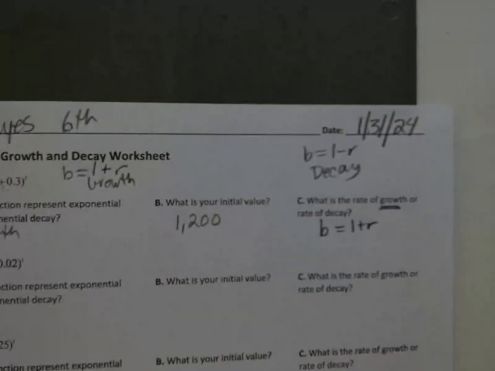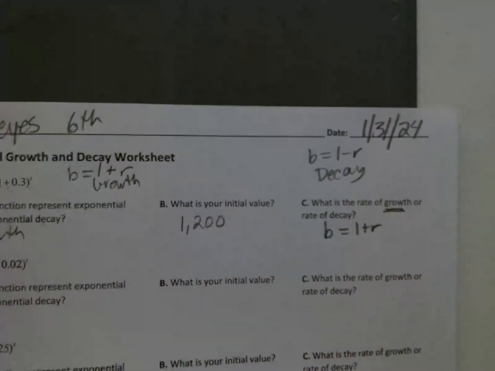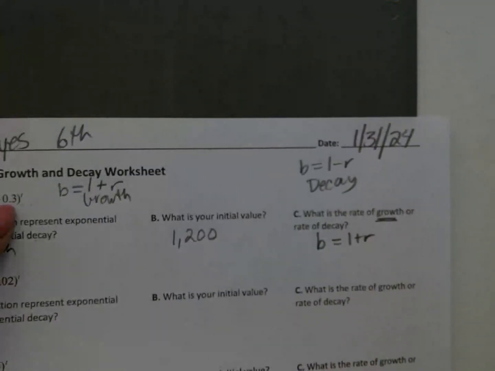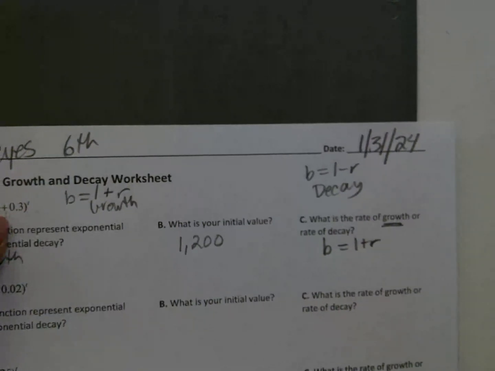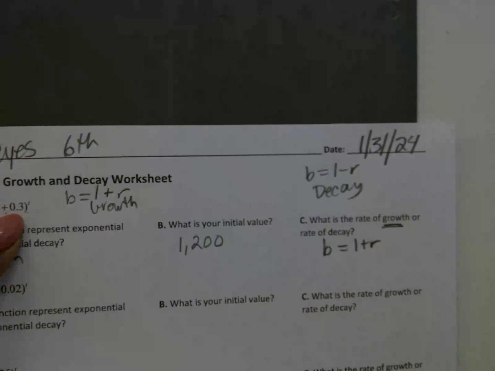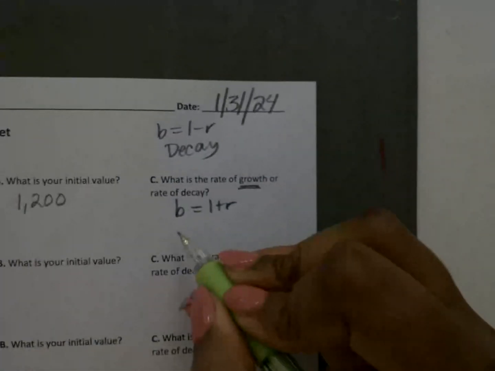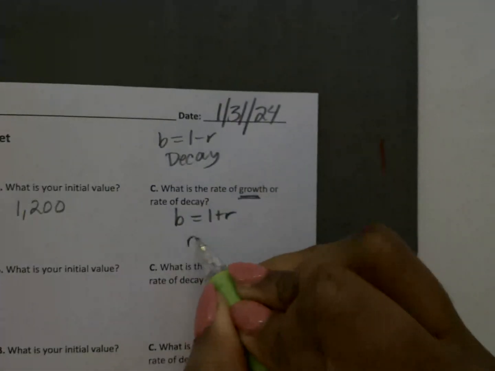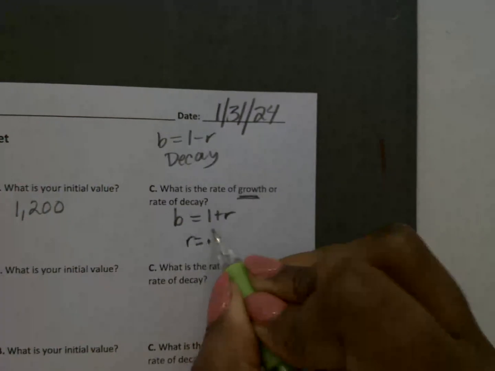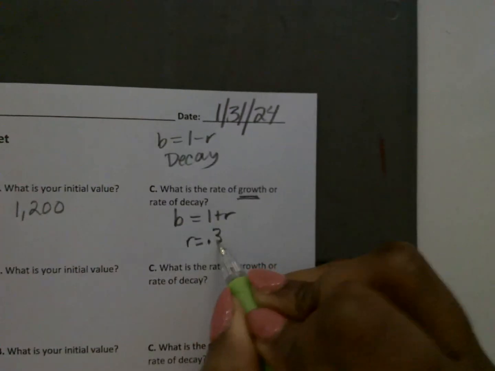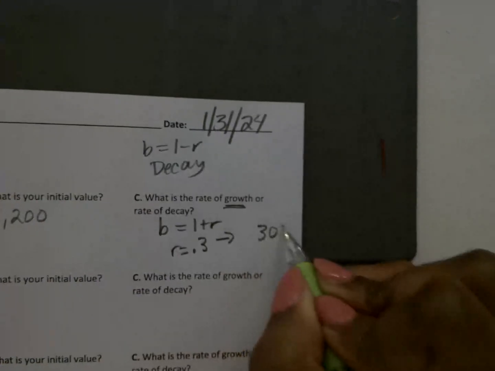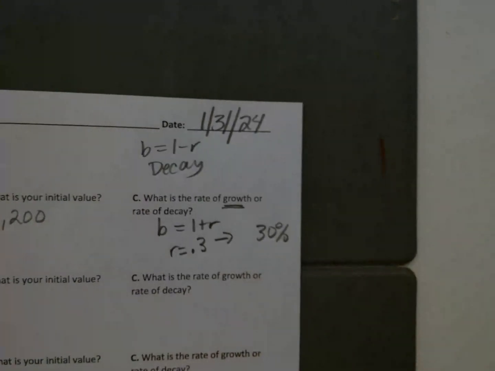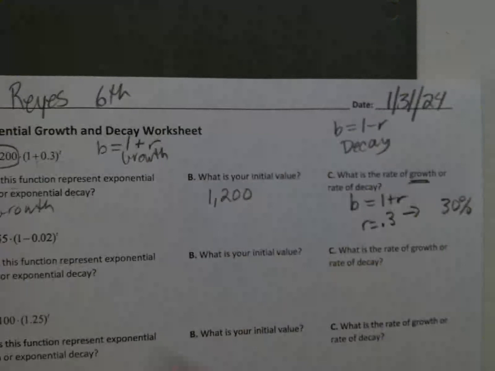You can kind of look at this. See, it's breaking it up for you. This is the 100% and this is the rate. So it's already telling you that your rate is 30%. Your R as a decimal is equal to 3/10. As a percent, you move the decimal twice, so this is going to be 30%. Okay? All right, let's look at this one.